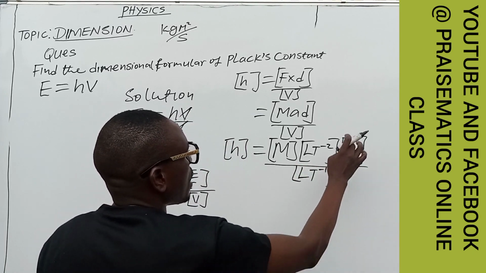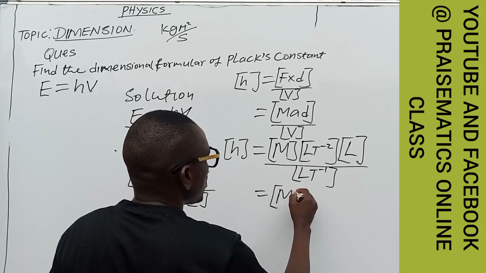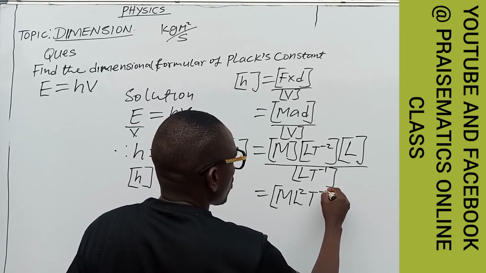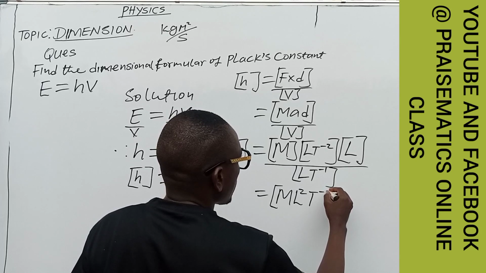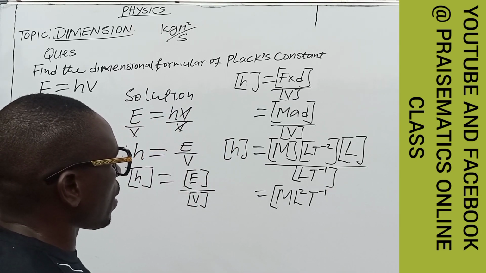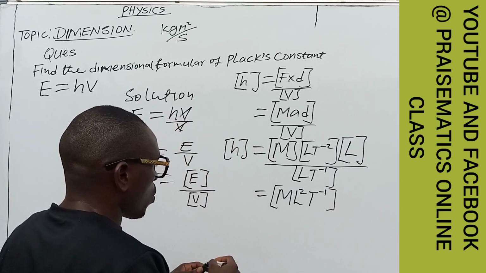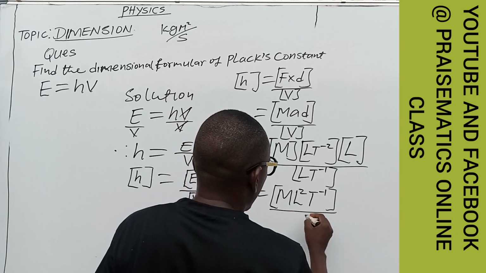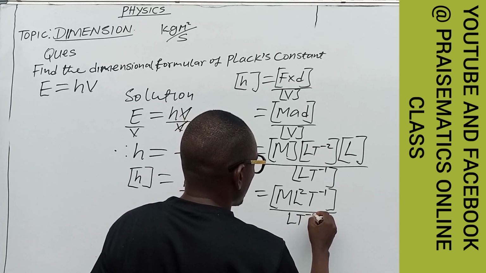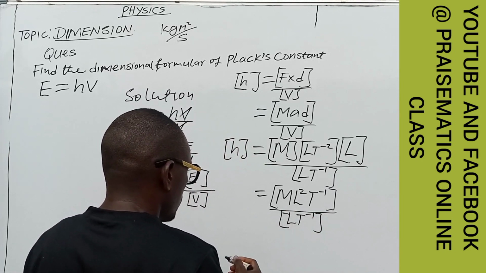Now let's multiply. L times L, we have that the dimension will now be m into L^2 t^-1, t raised to power minus 1, into this. Now let's go, all over L t^-1. Okay.